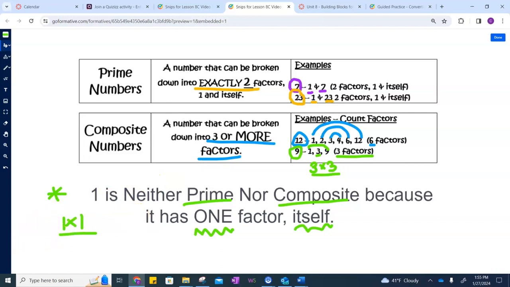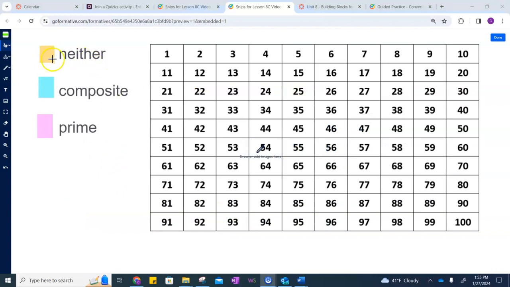Now we're going to go on to the chart, and we are going to be using color coding to identify which of those numbers from 1 to 100 are prime, which numbers are composite, and marking 1 as neither. So this is where it would be good to have a highlighter or colored pencils in an orangey or yellow color, blue, and pink. We're going to highlight or color the boxes of numbers that are neither prime nor composite, all the composite in blue, and all the prime in pink.